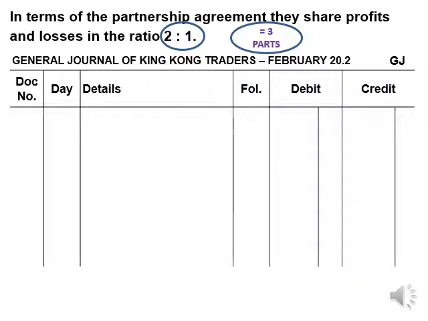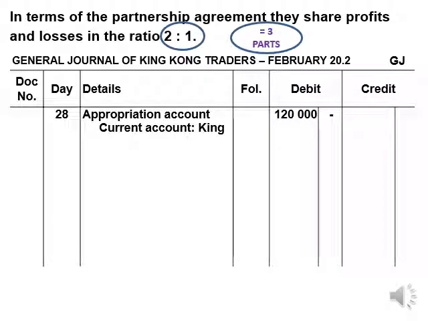In terms of the partnership agreement, they share profits and losses in a ratio 2:1. So that means in total there are 3 parts. The one partner will get 2 out of 3 and the other partner will get 1 out of 3. So the net profit of 120. The appropriation account is going to be debited with 120 and each partner's account will be credited.